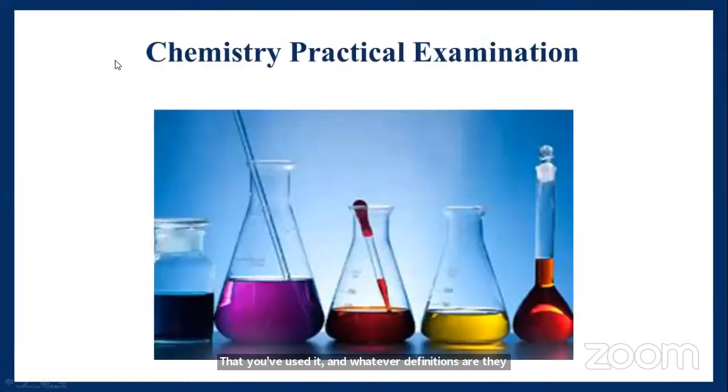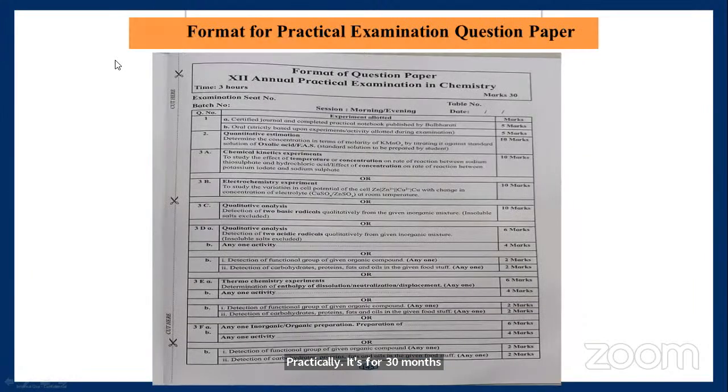Okay. Then about the practical part. Practical is for 30 marks. And the question paper format of practical is given on the last page of the handbook. You have to go through it. Here you have to remember the certified journal. It's for 5 marks. Then oral and viva based upon that experiment is for 5 marks.